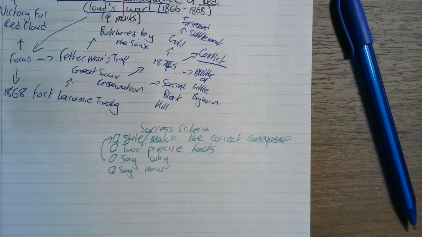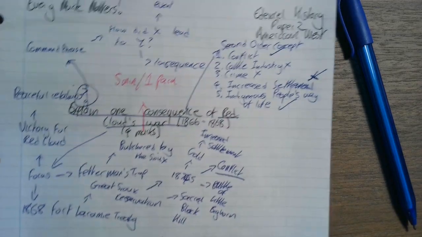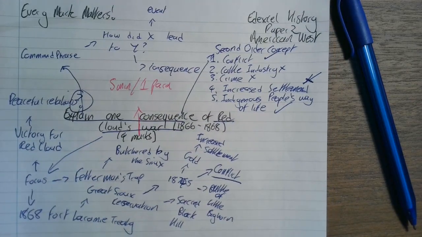Alright? Okay. It's a dream question. Explain 1 consequence. It's a lovely question to do. The topic's relatively easy. A little bit prickly with some of the facts here, but it's a really easy question to do. Set yourself 5 minutes. Take the time to have a go at explaining 1 consequence of Red Cloud's War between 1866 to 1868. Press pause. I'll see you in 5. Bye-bye.